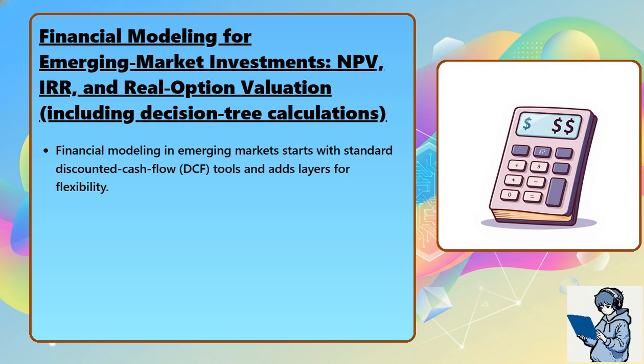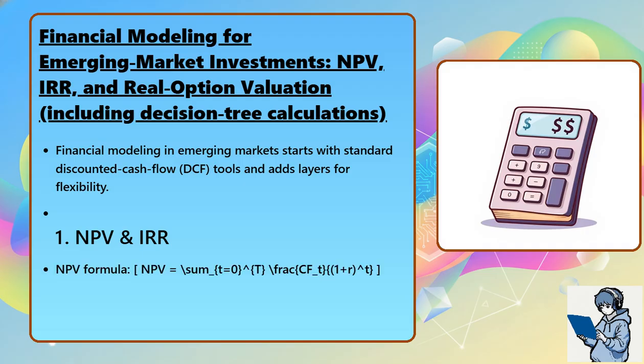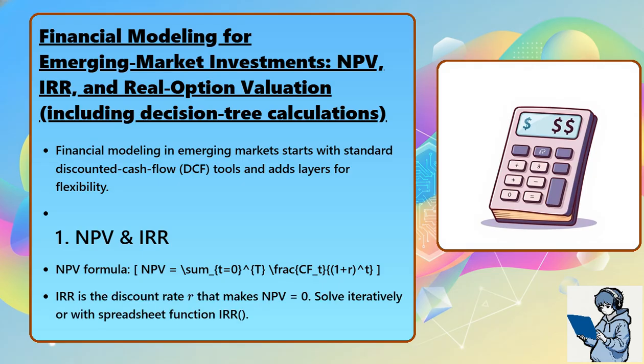Financial modeling in emerging markets starts with standard discounted cash flow tools and adds layers for flexibility. 1. NPV and IRR. NPV formula equals sum from t equals 0 to T of CF_t divided by (1 plus r) raised to t. IRR is the discount rate r that makes NPV equal 0. Solve iteratively or with the spreadsheet function IRR.